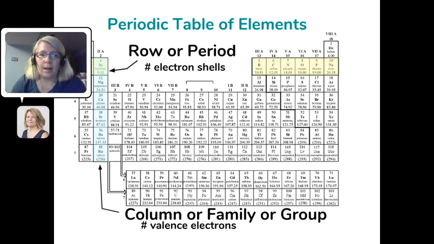Valence electrons are very important in terms of determining how reactive they are. That helps you to determine, when they're combining with other elements, how many will combine. So it's important information in terms of the bonding and the reaction.